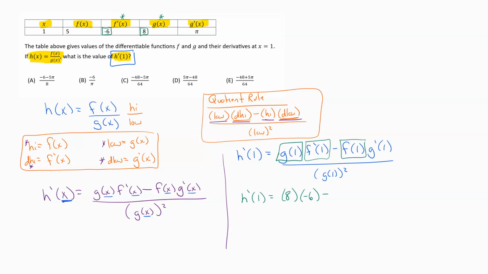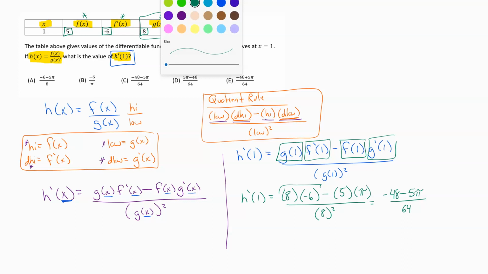Minus, go grab f of 1. So f at 1 is 5. And then multiply that by g prime of 1. So g prime at 1 is pi. And then on the bottom here, we've got g of 1 again. That was 8 squared. So now we'll clean this up. We get negative 6 times 8 is going to get us negative 48 minus 5 pi. And on the bottom, 8 squared is 64.